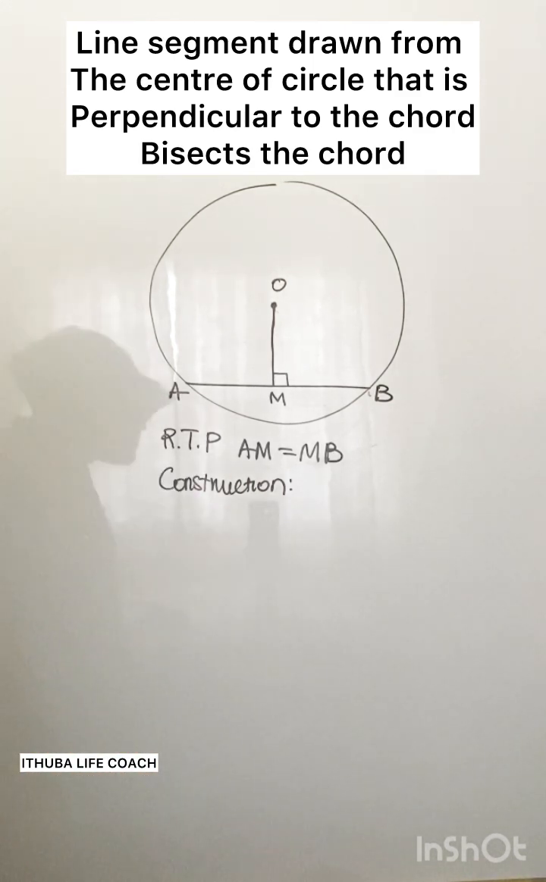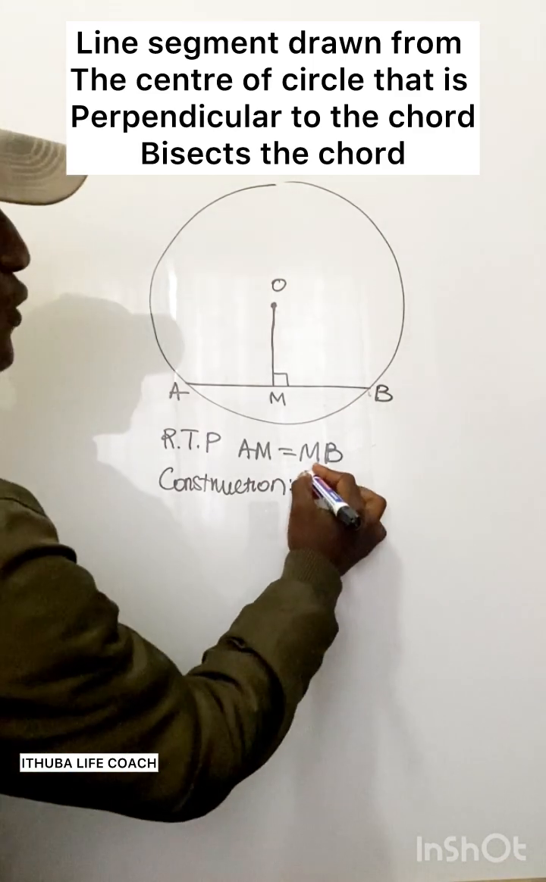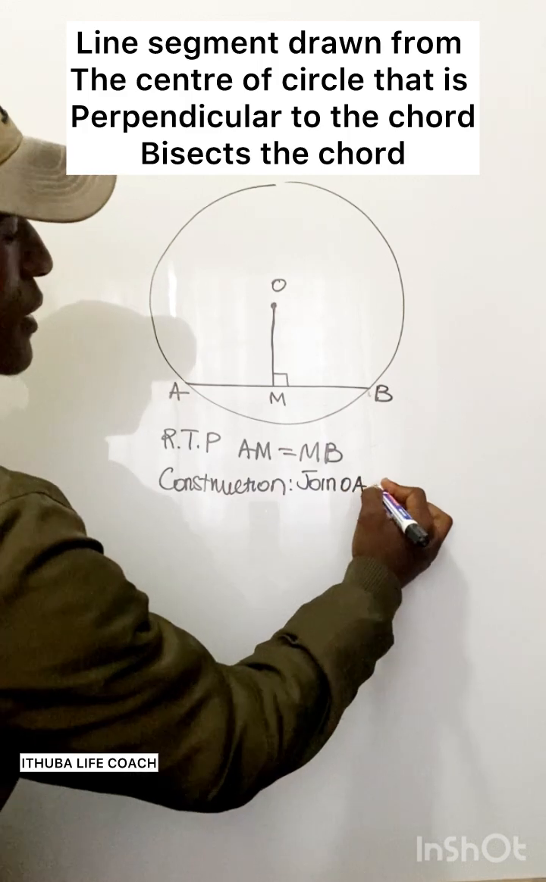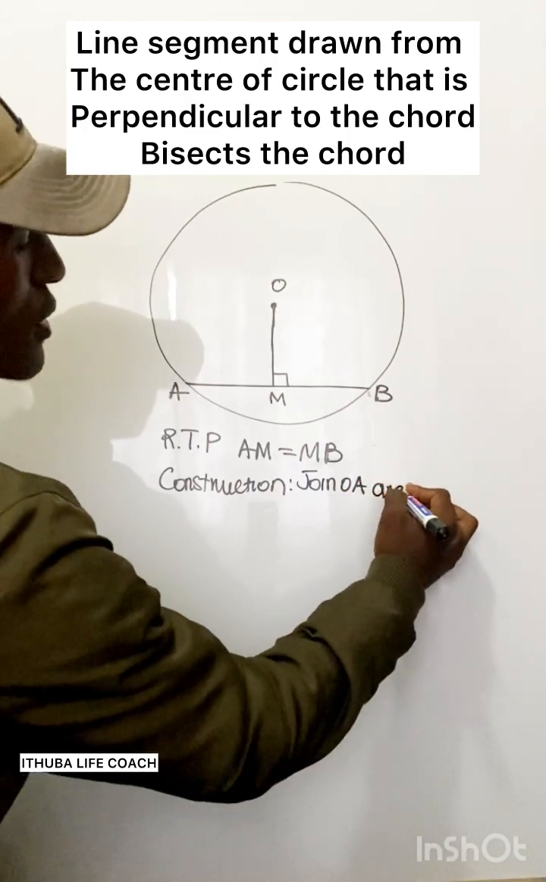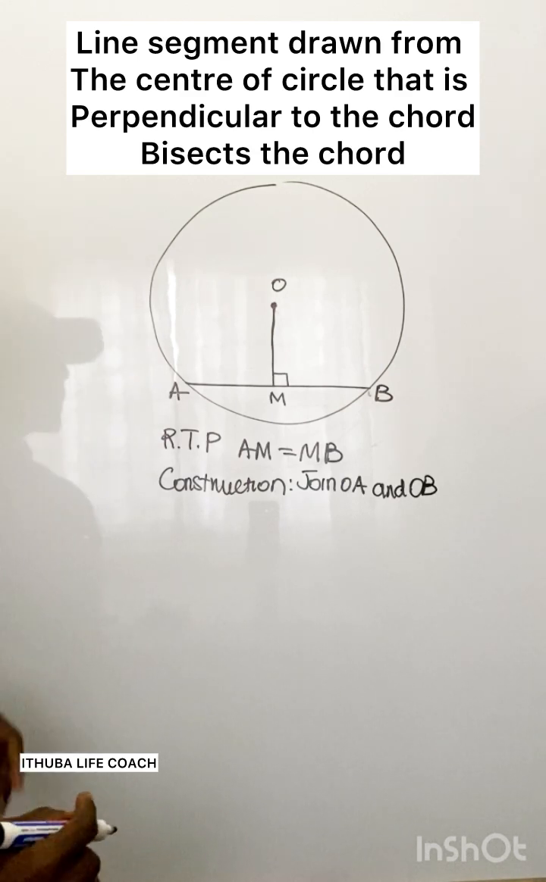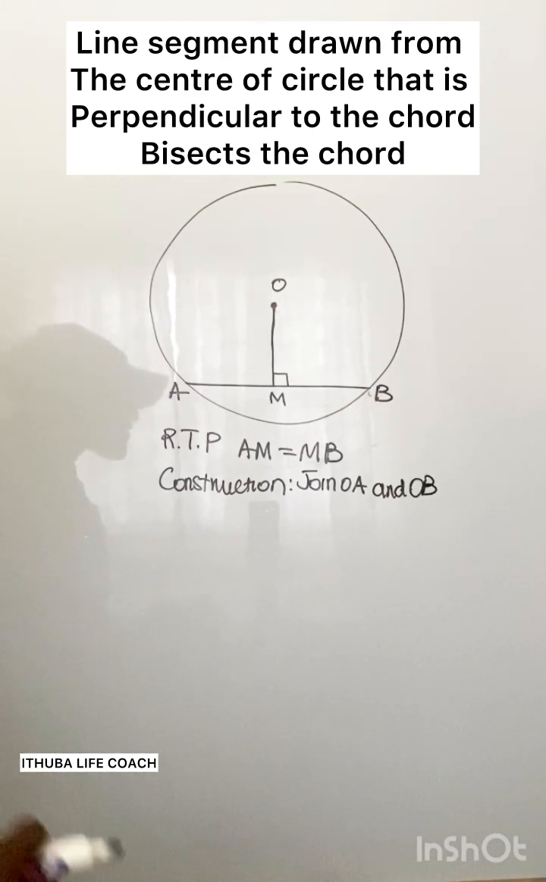We are going to generate our own shapes. So what are we going to do? We are going to join OA and OB. We are going to join OA and OB. And in construction, guys, please don't draw a solid line.